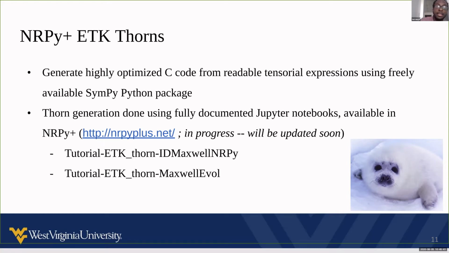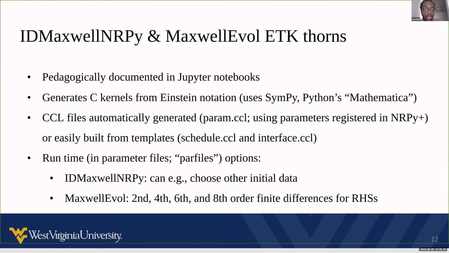Yep. Some more details on the thorns. Again, they're heavily documented. And as Zach mentioned before, the CCL files are either totally automatically generated, like the param.ccl file, or they're easily built from templates. I've been using the Baikal template, which I think itself uses Maclaurin or Lean, one of those.